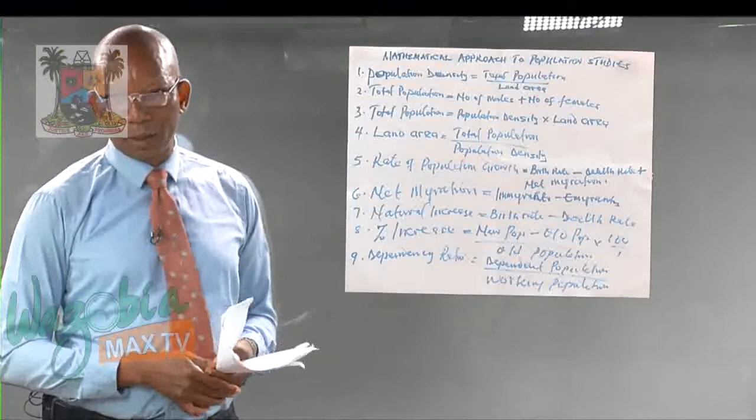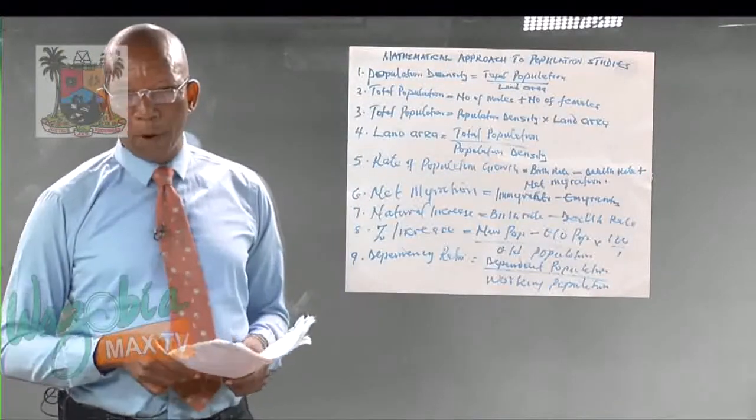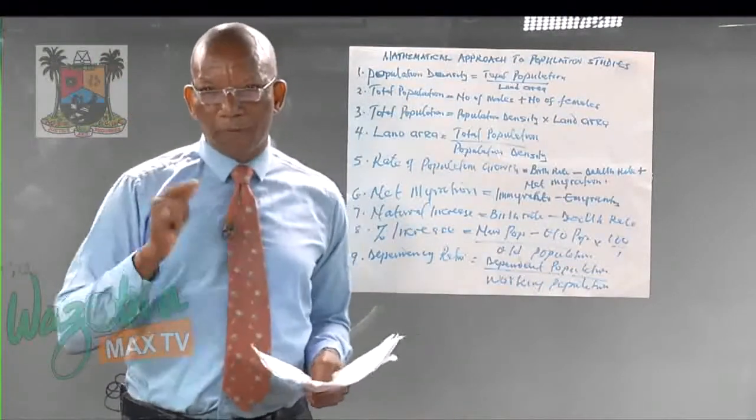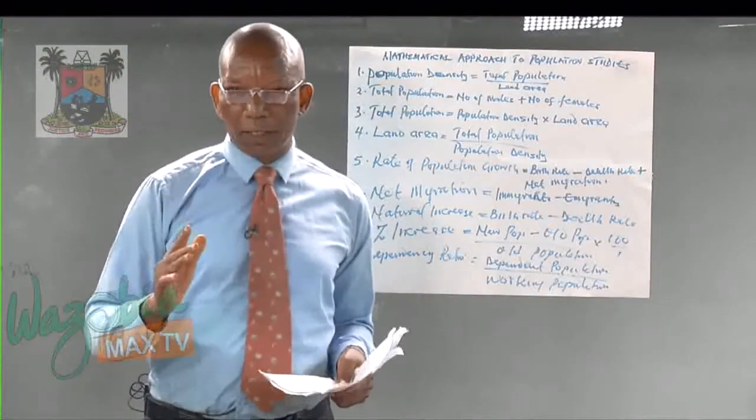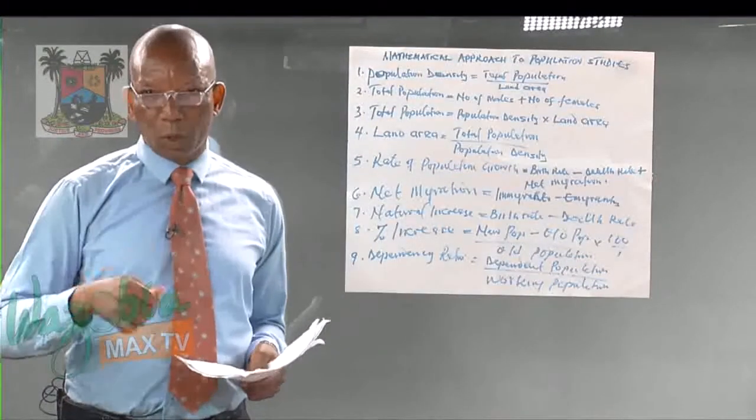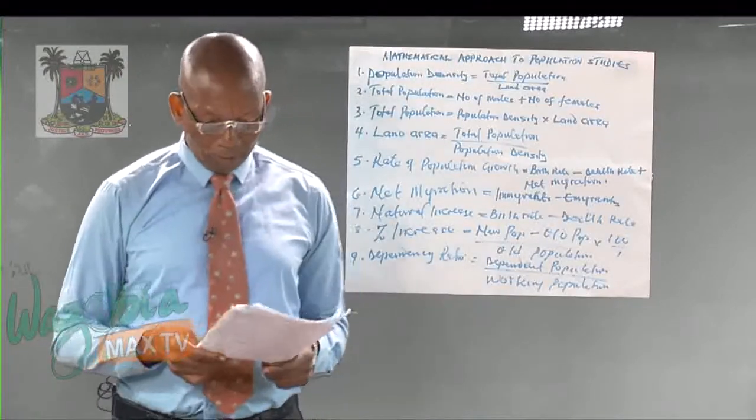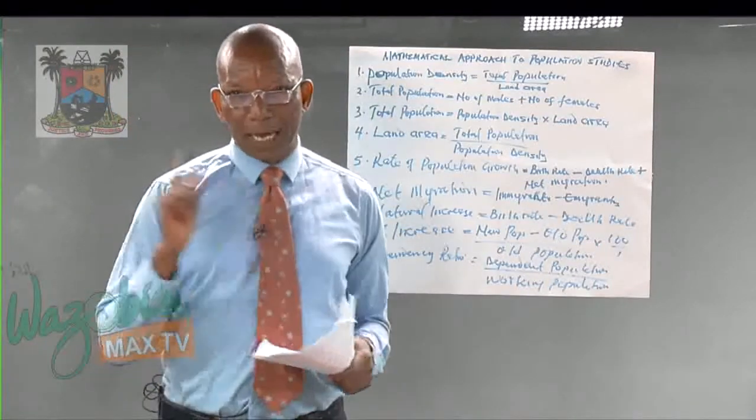What are the characteristics of a good population census? Number one, a good population census must be conducted by the government of a particular country. E.g., in Nigeria, the Nigerian government will announce when the census will take place, and it must be carried out by the government. The second one, it must be carried out at the same time.